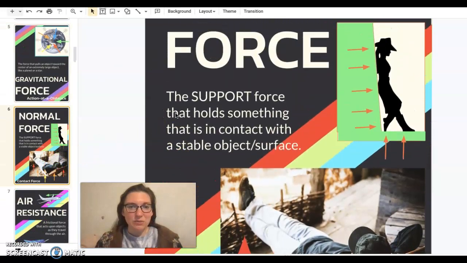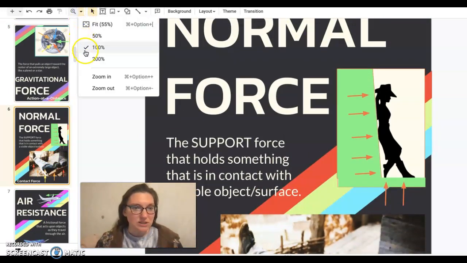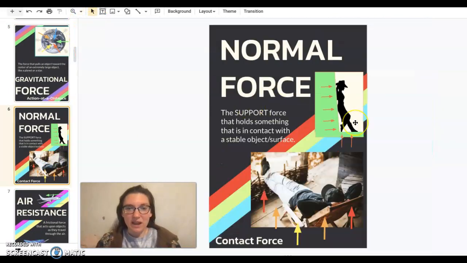We have the normal force. I'm going to make this a bit smaller so you can actually see the whole thing all at once. We have the normal force, which is the support force that holds something that is in contact with a stable object or surface. So that can be like if you have a table and something resting on the table, the support of that table for that object is the normal force. But also, I'm leaning against a wall right now, so the wall is also supporting me with a normal force. Whatever is that stable object is supporting the thing. So that is normal force.